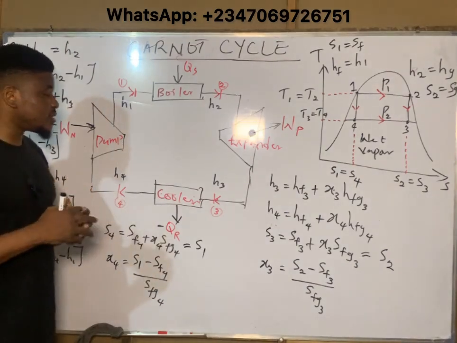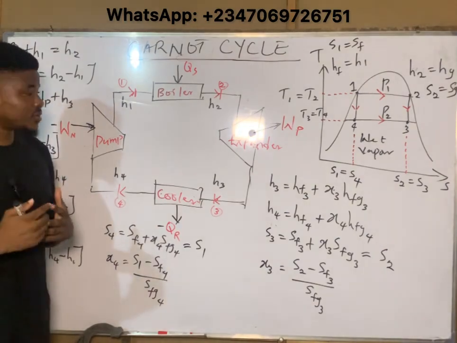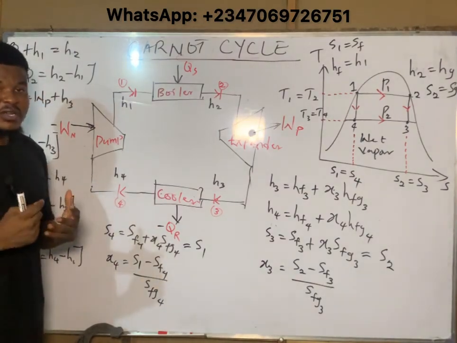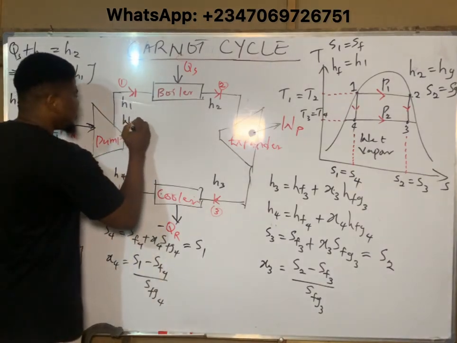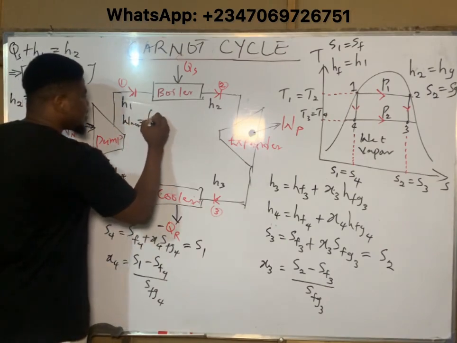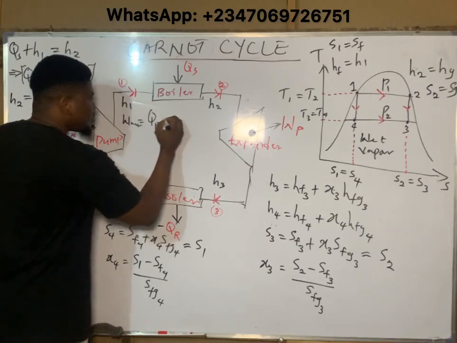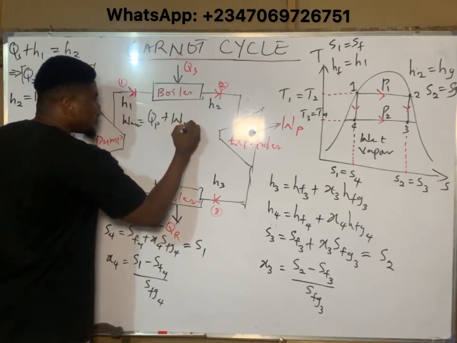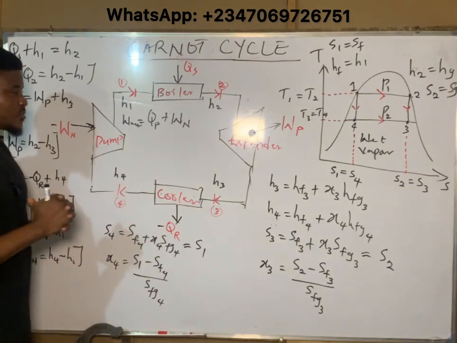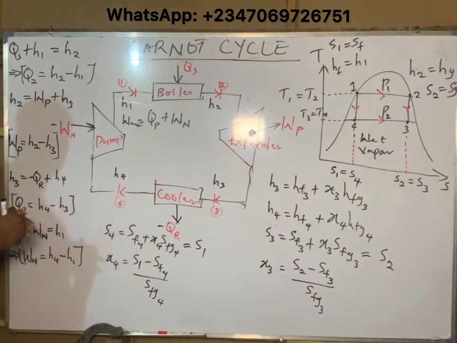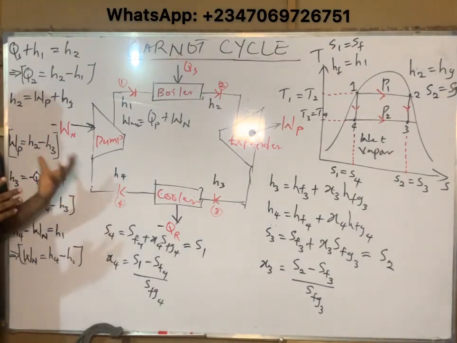Now, the next question is, how then do you start treating your questions? You can be asked to find the network. Your first question could be, what is the network? Network is simply equal to the sum of the positive work and the negative work. So WP plus WN. The sum of the expander work and the pump work gives us our network. It's as simple as this. If I know the value of the pump work, which is the negative work, and the value of the positive work, which is the expander work, I sum them together, and that gives us our network. That could be the first question you'll be asked.